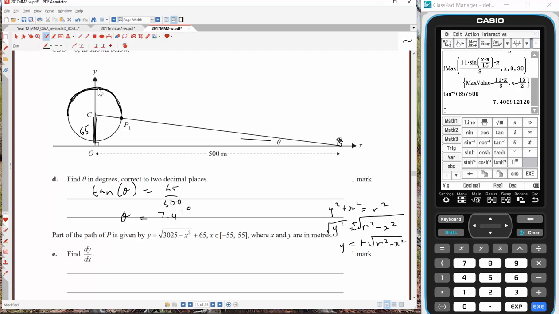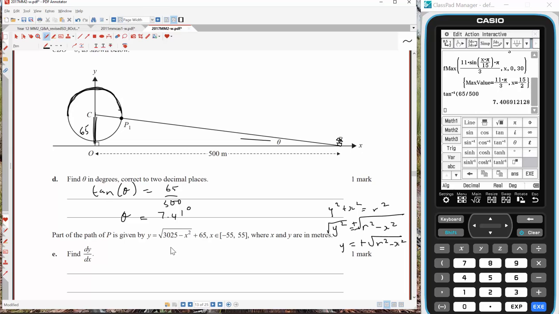Now, another way to find that is to actually graph that function to check out what it looks like. Although again, without really knowing what you're looking for, it's hard to know what they're actually telling. And that's what some students have said to me, is they don't even know what that's saying, part of the path of P. Okay, so they didn't know that that actually was a top half of a circle.